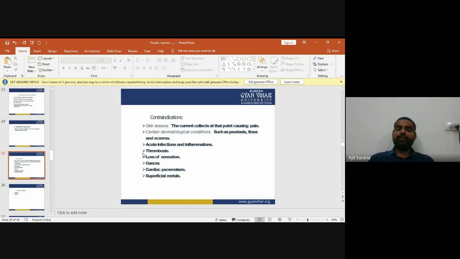So Faradic type of current is contraindicated in skin lesions, where the current collects at that point causing pain, in certain dermatological conditions such as psoriasis, tinea, and eczema, acute infection, inflammation, thrombosis, loss of sensation, cancer, cardiac pacemaker, and superficial metal conditions. So they are contraindicated in these conditions.